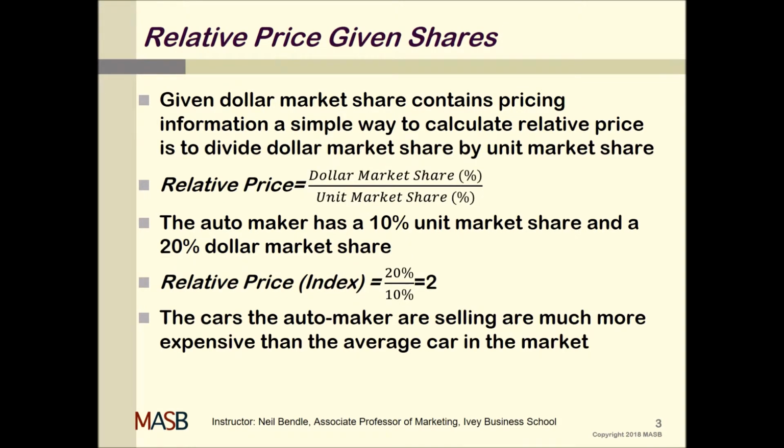We can work out what the relative prices of the cars are given the shares. So given the dollar market share contains pricing, we can calculate the relative price by dividing the dollar market share by the unit market share. So here we are, the formula is relative price equals dollar market share in percentage divided by unit market share in percentage. And this gives us, the automaker we know has a 10% unit market share and a 20% dollar market share. So the relative price, which is an index, is 20% over 10% equals 2.